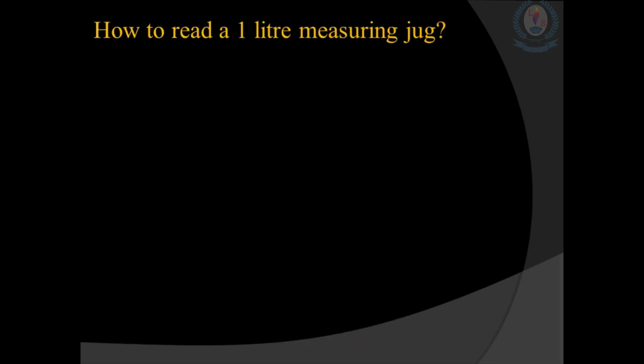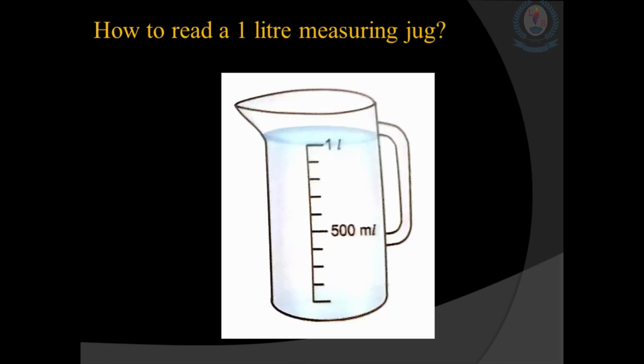Now let's see how to read a 1 liter measuring jug. Look at this measuring jug. It is a 1 liter measuring jug and there are 10 black markings. You can see the markings of 500 milliliters and 1 liter. Now let's see what the other markings represent.